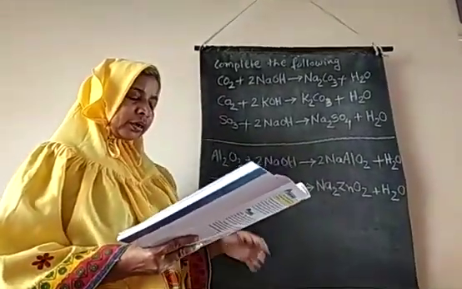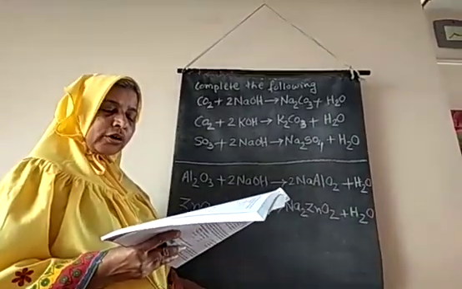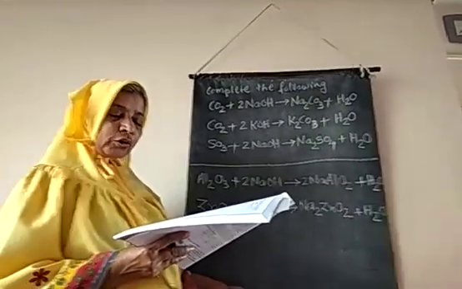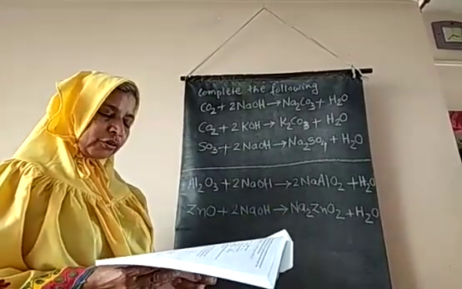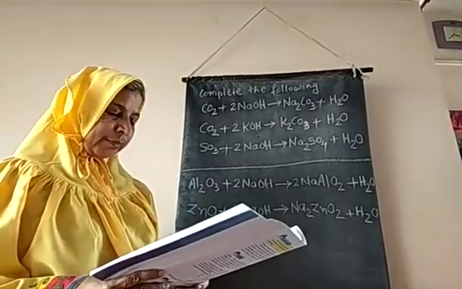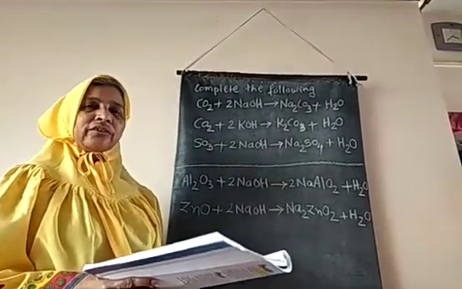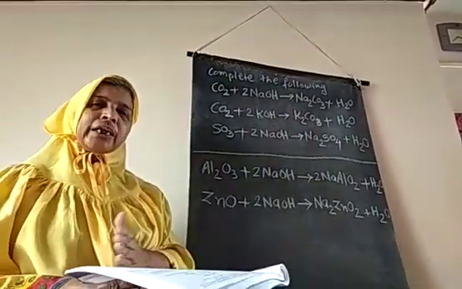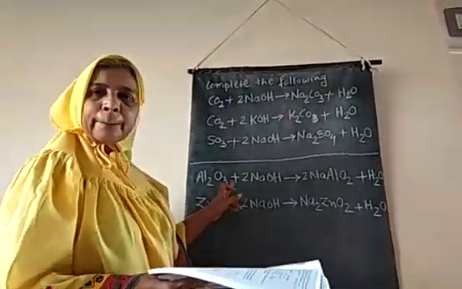Now the next one. Zinc oxide reacts with sodium hydroxide to form sodium zincate, Na2ZnO2, and water. Similarly, aluminum oxide reacts with sodium hydroxide to form sodium aluminate, NaAlO2, and water. These reactions are not given as equations, they are given in the form of a descriptive part, so I am writing the reactions here.